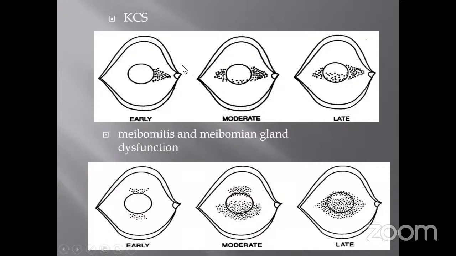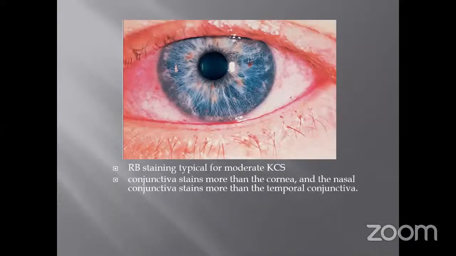So these are the types of patterns of staining that we get in early, moderate and late phases. And this is rose Bengal staining. You can see that here we can have a typical pattern for moderate keratoconjunctivitis. Conjunctiva stains more than the cornea, and the nasal conjunctiva stains more than the temporal conjunctiva.